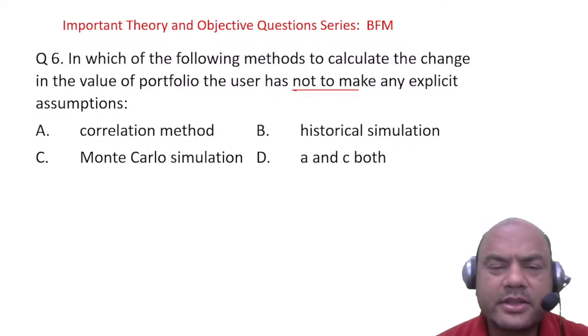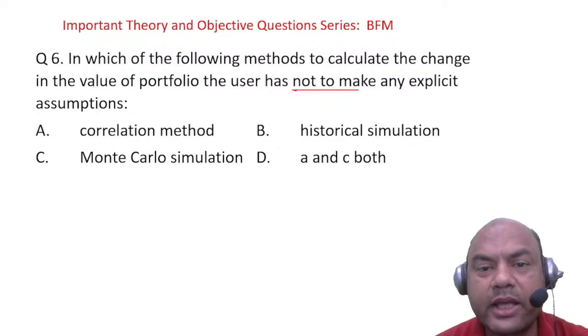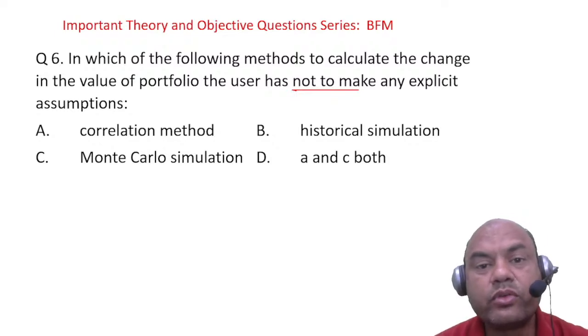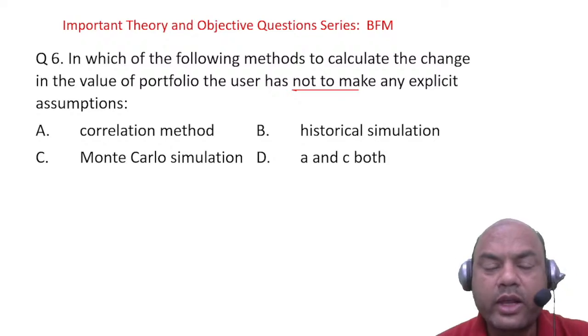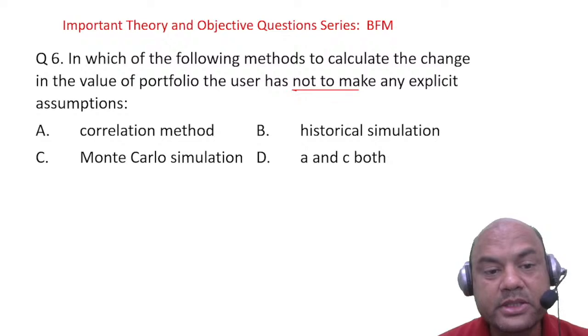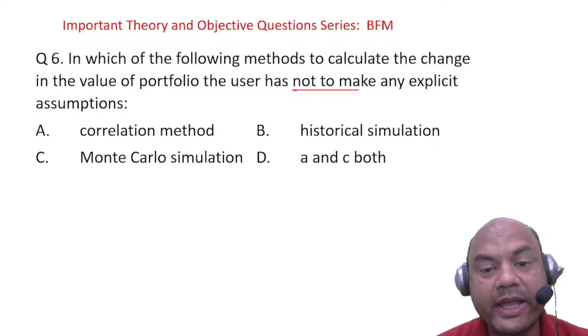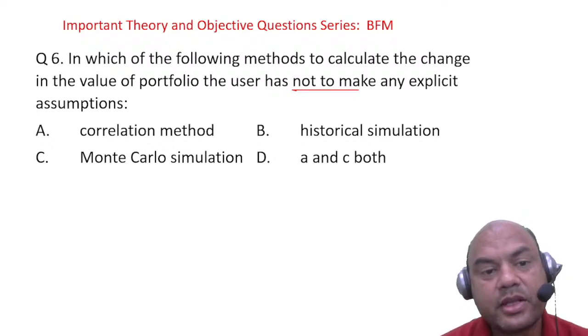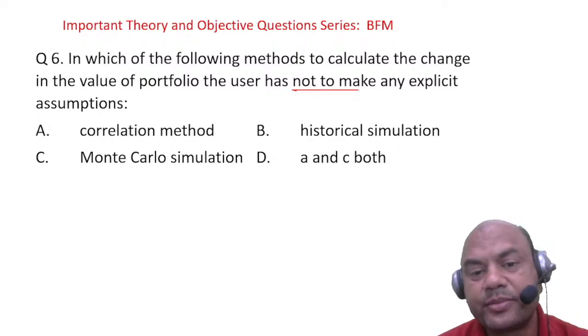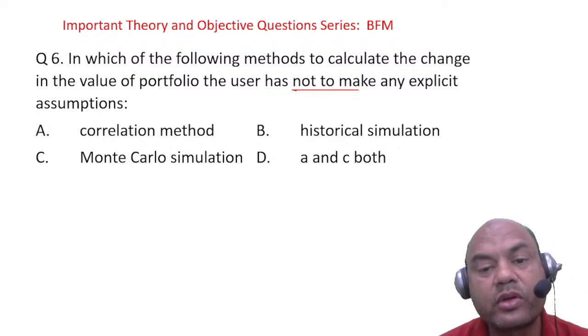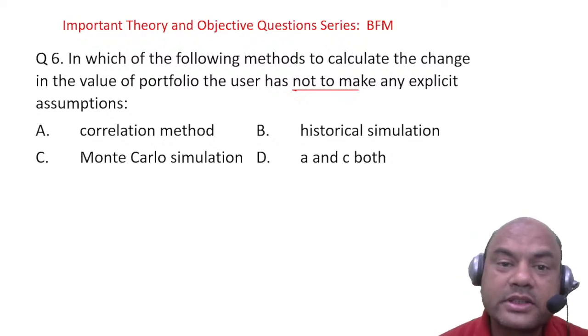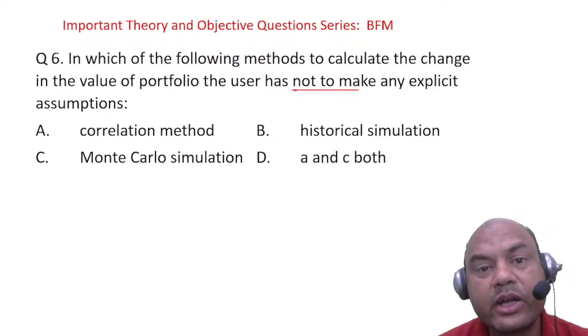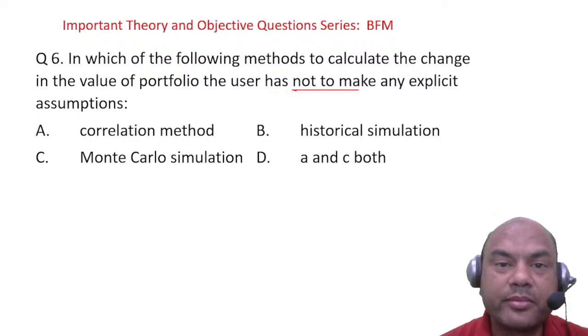Answer is very easy in this, and I give you the hint also. Whatever are the facts, use them. So in which method are the facts? Correlation, historical simulation, Monte Carlo simulation. A and C both, correlation and Monte Carlo. Generally we have a tendency in exam, whenever we see this A and C both, or all of the above, or A and B like this, we tend to answer that.